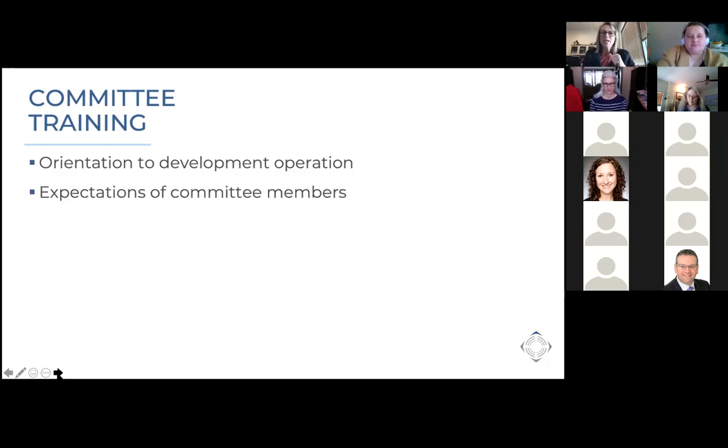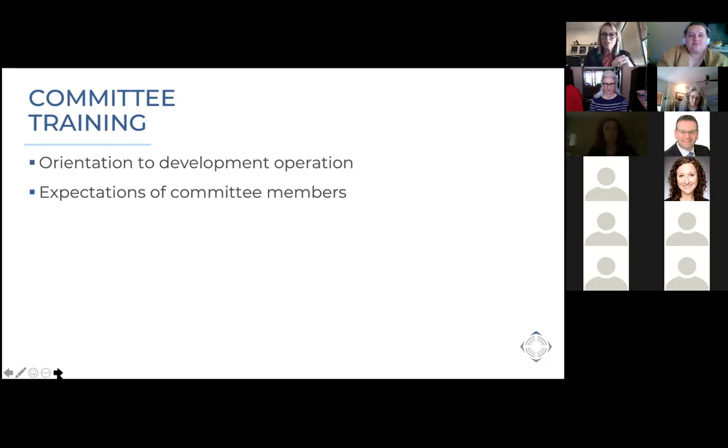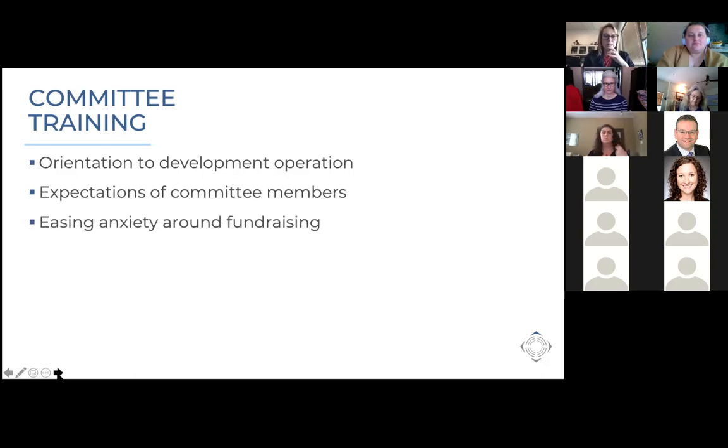Okay, so in the training, we orient them to our strategy, right? And we kind of set that tone. We also clarify expectations as a group. We ease their anxiety around fundraising.